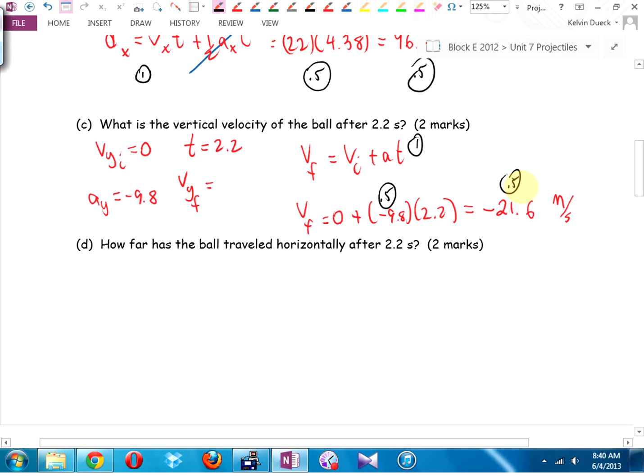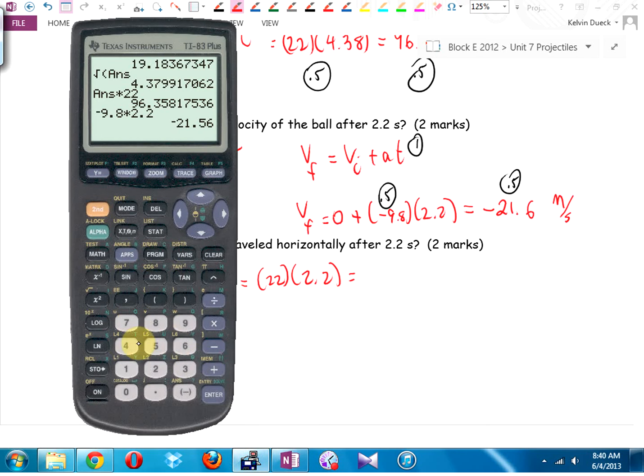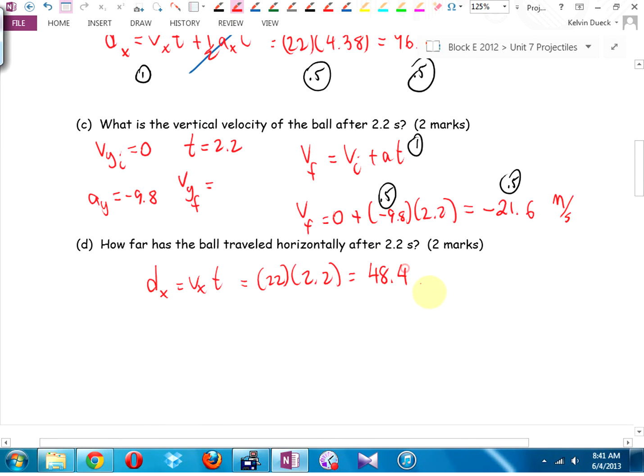How far has the ball traveled horizontally? What's another word for the horizontal distance? This is the total range, but this is how far it's moved sideways at this point in free fall. It is going to be dx, which is going to be vxt, Jordan, and vx was still 22, but this time t is 2.2. It's moved 48.4 meters horizontally. 2 marks.